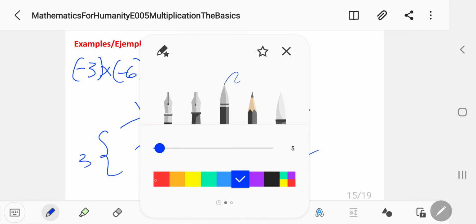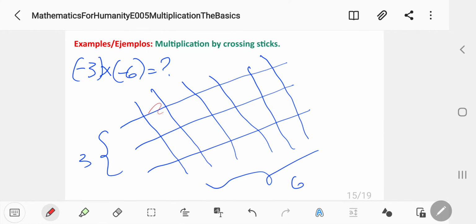So you can change the color, and then you count: 1, 2, 3, 4, 5, 6, 7, 8, 9, 10, 11, 12, 13, 14, 15, 16, 17, 18. So -3 times -6 would just be 18.